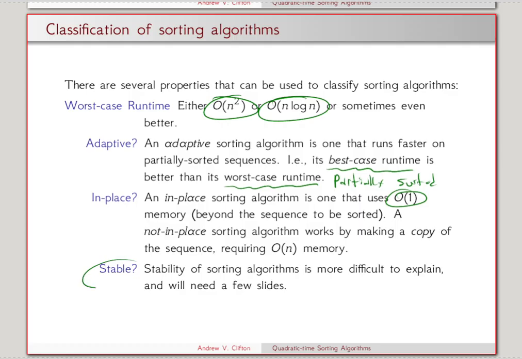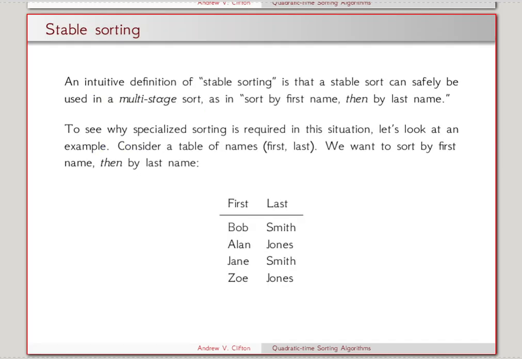And then finally we have the notion of stability, which is a little bit more difficult to explain, so I'll need a few slides to cover that. An intuitive definition is that a sort is stable if you can use it in a multi-stage sort, like sort by first name, then by last name. To see why we need some kind of special purpose sort for this, let's try this out and see what happens. Let's say I have this table of first and last names, and I want to sort by first name, then by last name.